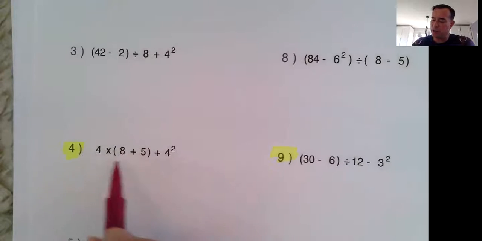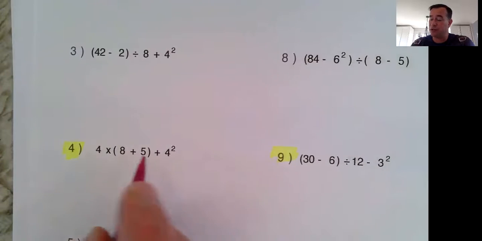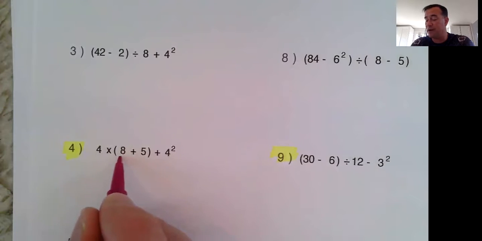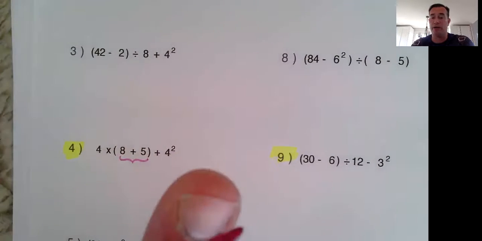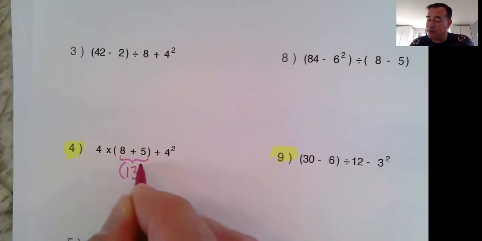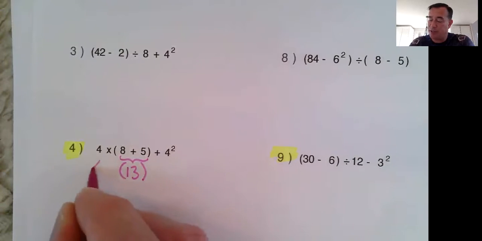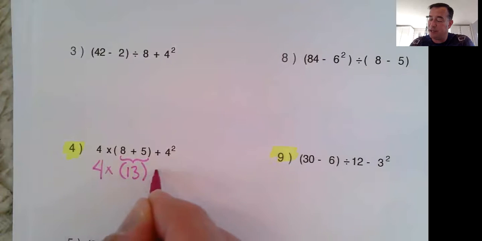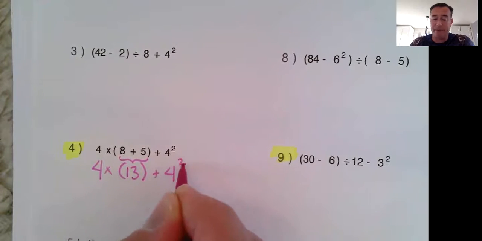What we want to do first is what is inside our parentheses. So even though it's 4 times, this is 8 times, 8 plus 5. I want to do that work before I do anything else. So 8 plus 5 in this case is going to be 13. I'm going to keep that in parentheses as an answer. So this is going to be 4 times 13 plus 4 to the second power. Okay, so I've taken care of P for parentheses.